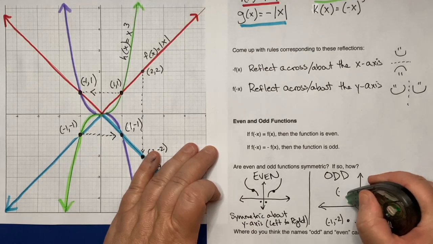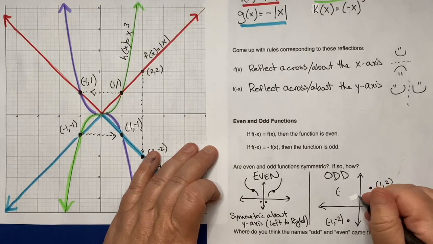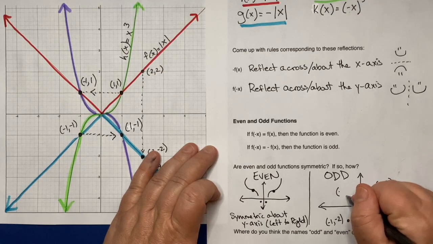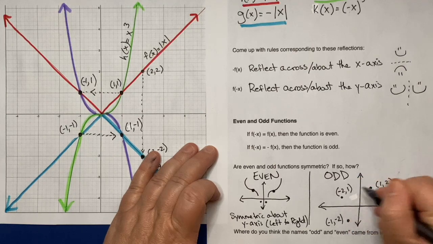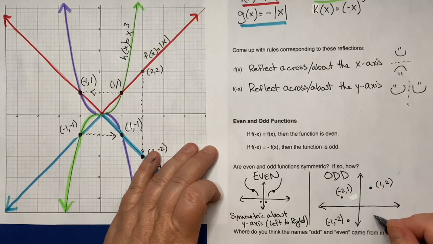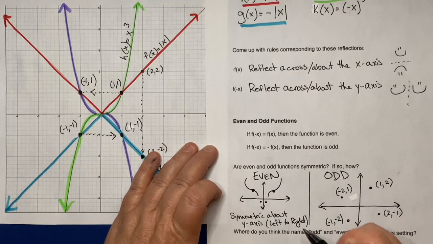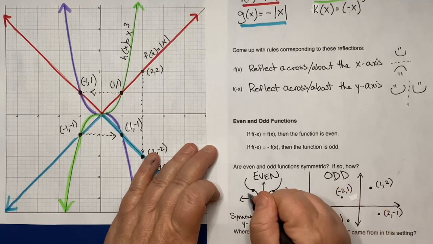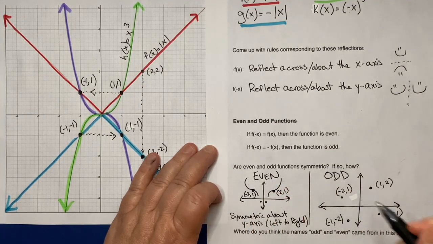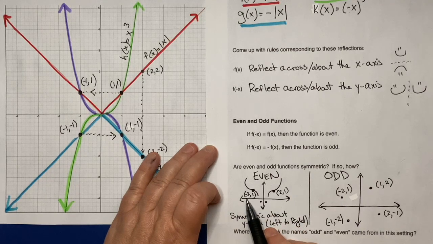If I have a point here that says, let's see, that wouldn't be a function. Let me move it over just slightly. Let's put it right there: -2, 1. Then I would have a point over here that would be 2, -1. So if this point were 2, 1, then this point would be -2, 1. So in other words, if x changes sign, the y stays the same.